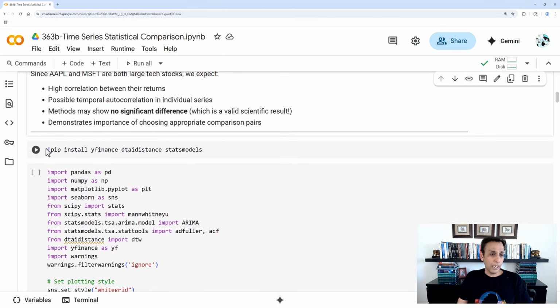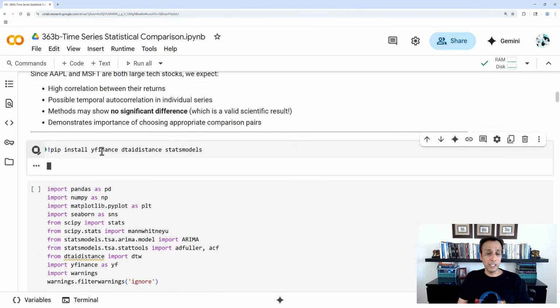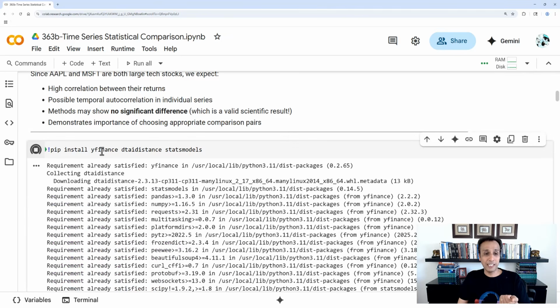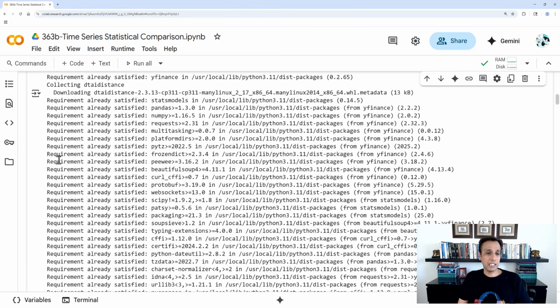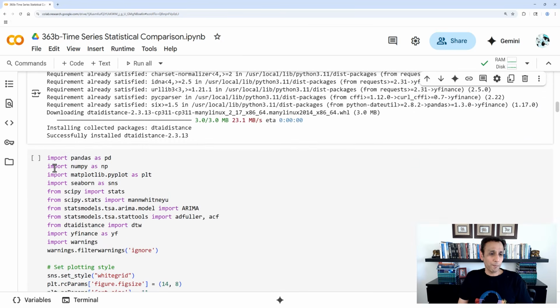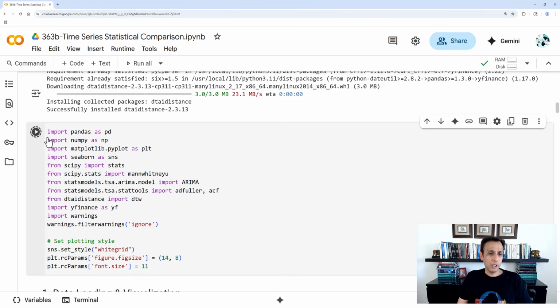Okay, so let's go ahead and install Yahoo Finance so we can get the data sets from there. And DTAIdistance, and this is basically our dynamic time warping distance application right there, and statsmodels, as you probably saw in the last couple of videos. So let's go ahead and import our libraries. And again, from statsmodels, I'm importing ARIMA. So we are going to fit our data to an ARIMA model right there. That's where that comes into the picture.